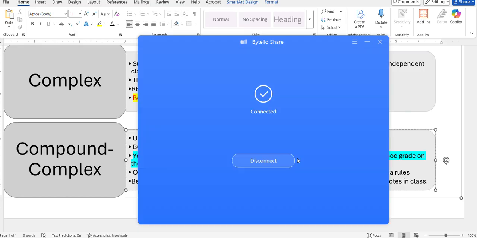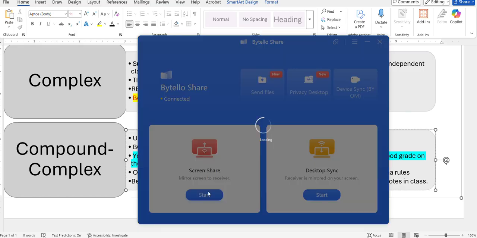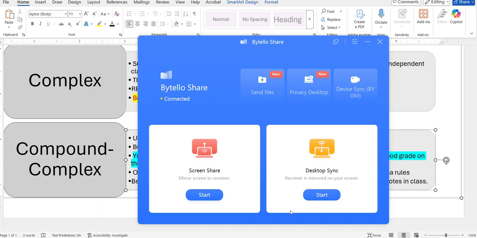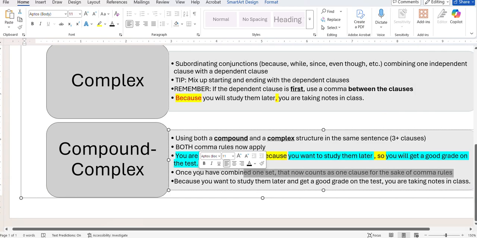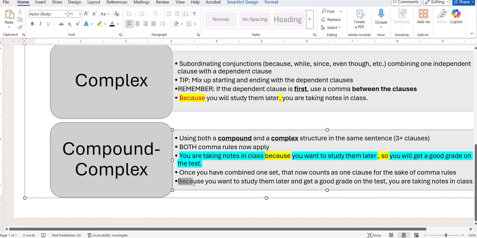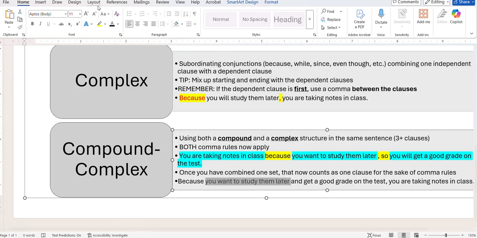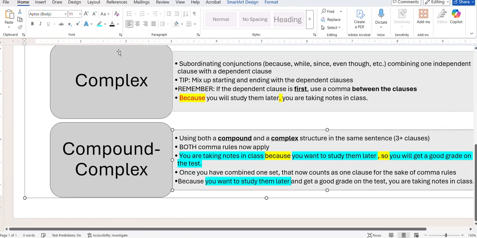We're so close. Start mirror on the literal last line here, screen. All right, so you have, because you want to study them later, or no, sorry, you want to study them later. Complete sentence. That's going to go in blue. And you have, you are taking notes in class. Complete sentence going in blue.